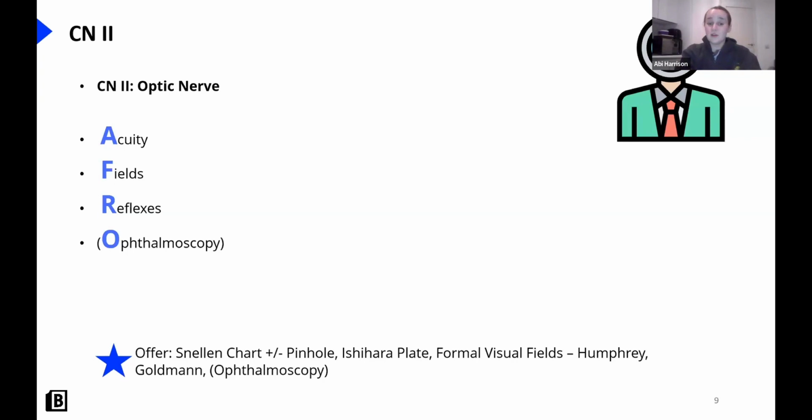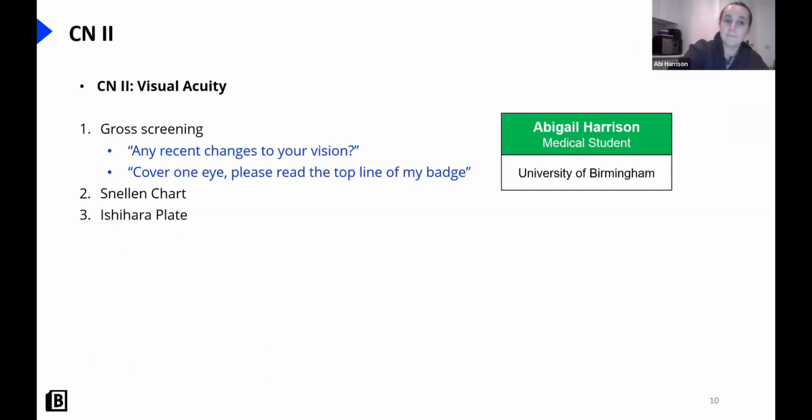The other things that you can offer that we'll go through, you can see on the bottom of my slide, a Snellen chart, which you can use a pinhole with as well, Ishihara plates, and then your formal visual fields, which are your Humphrey and your Goldmann perimetry. So, as I said, any recent changes to your vision, you can ask if there's any recent glasses changing their prescription or anything like that.